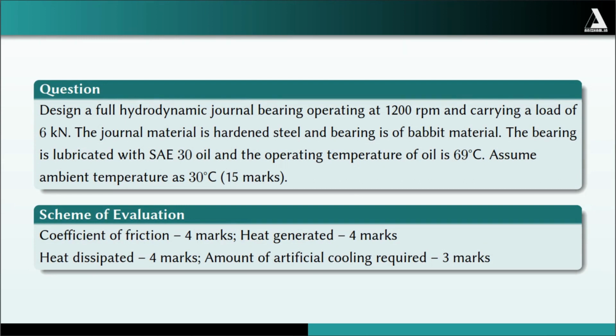The journal material is hardened steel and the bearing is of Babbitt material. The bearing is lubricated with SAE30 oil and the operating temperature of the oil is 69 degrees Celsius. Assume ambient temperature as 30 degrees Celsius. This question was for 15 marks, and the scheme of evaluation was: coefficient of friction 4 marks, calculating heat generated 4 marks, calculating heat dissipated again 4 marks, and the amount of artificial cooling required 3 marks.